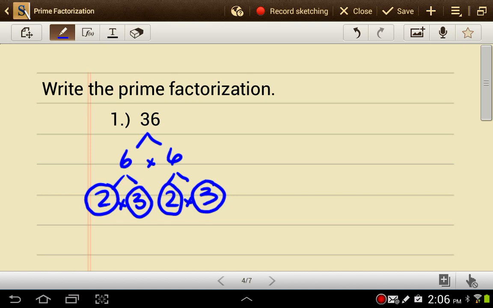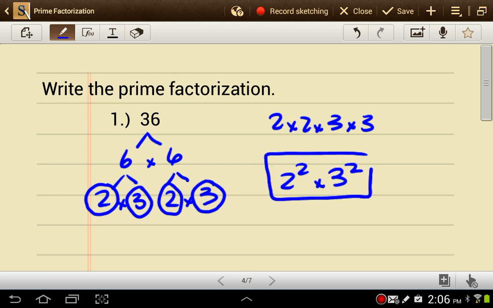Well, what I have here is 2 times 2 times 3 times 3. And I'm going to write this using exponents. So my final answer is going to be 2 squared times 3 squared. That is my final answer. 2 squared times 3 squared. Okay, and if you do the math, just to check your work, 4 times 9 is 36. It works. That's the unique set.